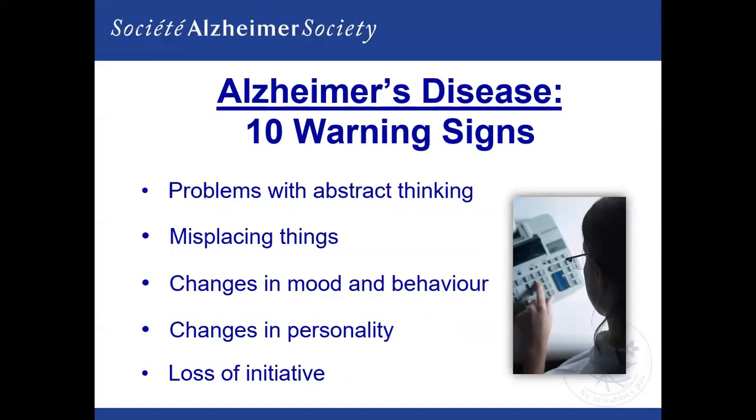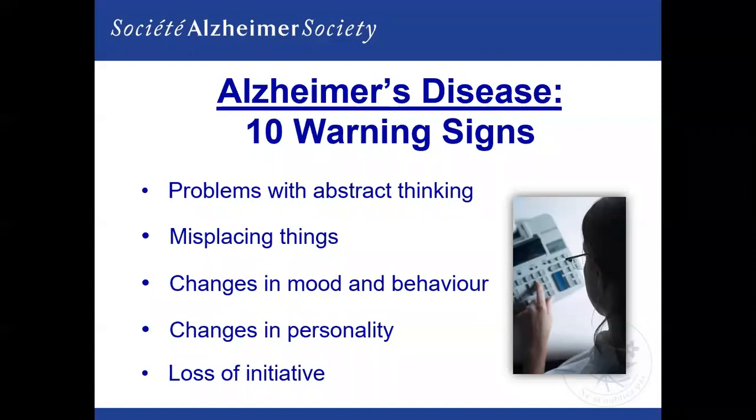Next, problems with abstract thinking. So abstract thinking is basically our ability to think about objects, principles, ideas that are not physically present. So for example, our ability to use and understand metaphors, analogies, to use critical thinking for problem solving, our ability to use numbers, even our ability to think about the emotional impact of our actions on someone else are all examples of abstract thinking.